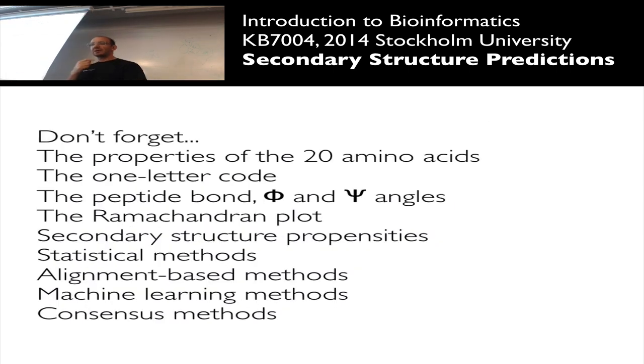Okay, just to end up. For this lecture, remember something about the properties of the 20 amino acids, the peptide bonds, phi and psi angles, and Ramachandran plots. Something about secondary structure properties, and about the machine learning methods, statistical methods, alignment, and the best method. There are also consensus methods that take many different methods together. They might sometimes make 1 or 2% better, but it's not a big difference.